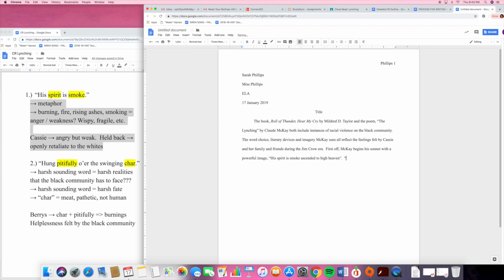I have it. The phrase "his spirit is smoke" is a metaphor. Oh, look, we talked about that in there. It's a metaphor, okay? Which, let's say, makes the reader think of images of burning, fire, death, I'm just kidding, and rising ashes. Boom. Okay.